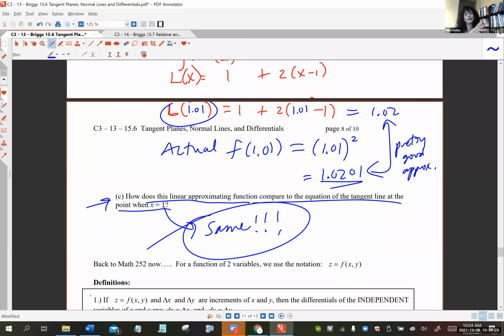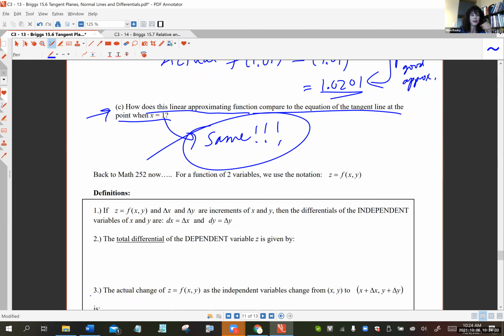Okay, the linear approximating function they ask for is really basically the equation of the tangent line. That's a good approximation for the actual function. All right, now back to Calc 3.